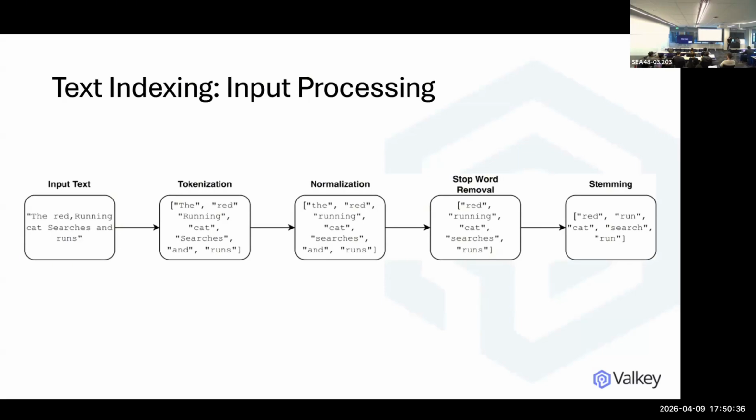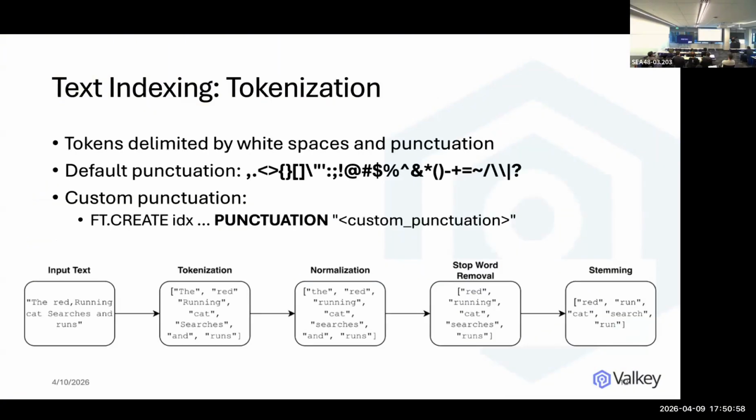Cool. Okay, I'll get into the indexing side of things. How do we get the data processed and then into the text index? For the processing side, it's tokenized, normalized, stop words we don't care about are removed, and then by default, we'll stem the words to their root. Tokenization is very simple, just how you delimit tokens with white spaces and punctuation. We have this default set, but you can also specify it as you want with the punctuation command argument on FT.CREATE.